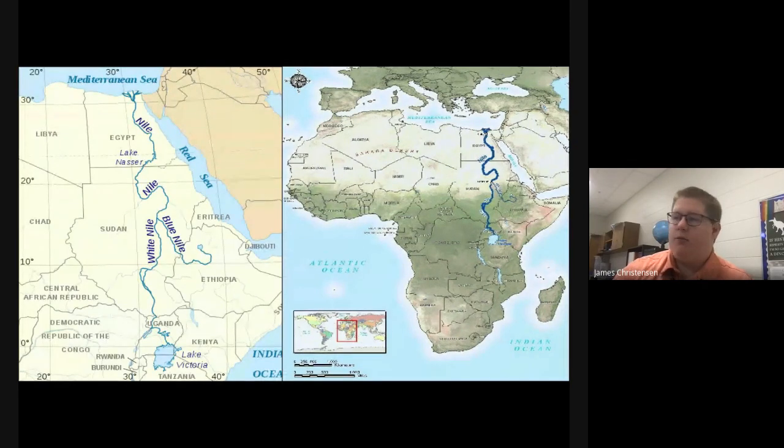All right, here's some more maps of the Nile River. As you can see, it goes all the way up from the Mediterranean Sea, all the way down here to Kenya and spills into Lake Victoria.